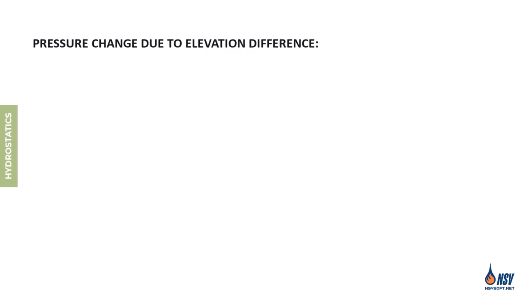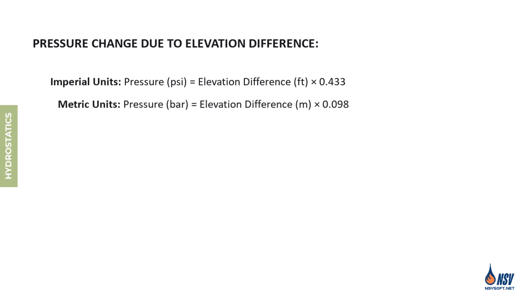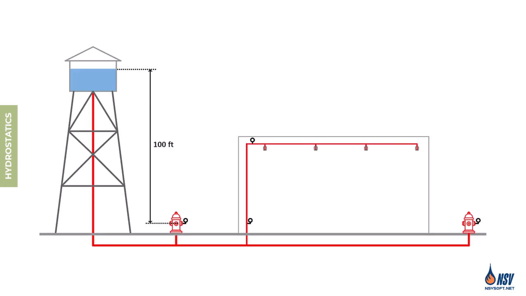Calculating pressure due to elevation changes is relatively simple. In imperial units, we multiply the elevation difference in feet by 0.433 to get the pressure in PSI. In metric units, we multiply the elevation difference in meters by 0.098 to get the pressure in bar. Let's say the elevation difference between the water supply and the outlet of a fire hydrant is 100 feet. To calculate the pressure caused by this elevation, we multiply 100 by 0.433. That gives us 43.3 psi of pressure due to elevation change.